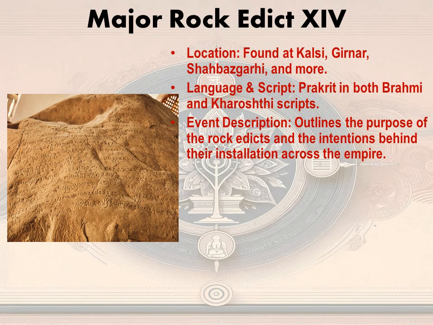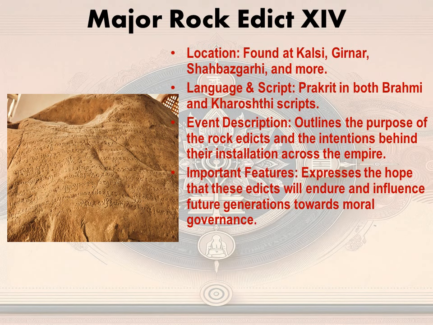So, what is the intention behind installing these rock edicts across the empire that has been stated in Rock Edict number 14? So that people can read this, or it can be read out to people by an educated person, and thus the principles of Dhamma will be propagated across the empire. It expresses the hope that these edicts will endure and influence future generations towards moral governance.